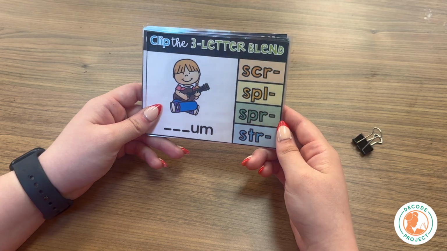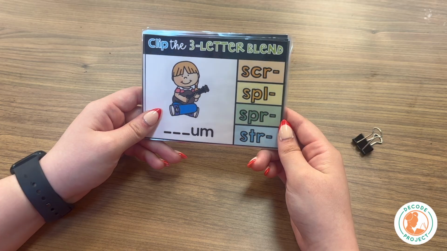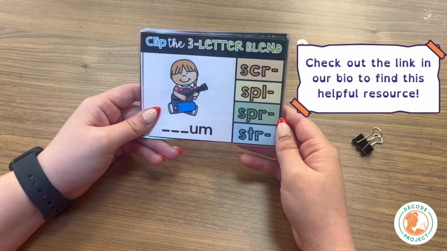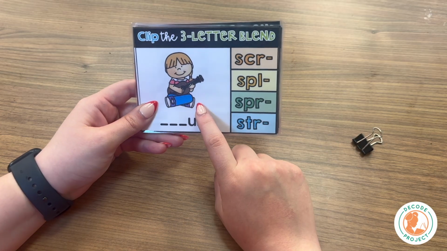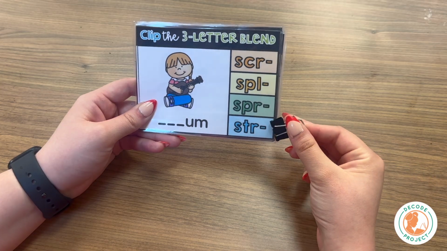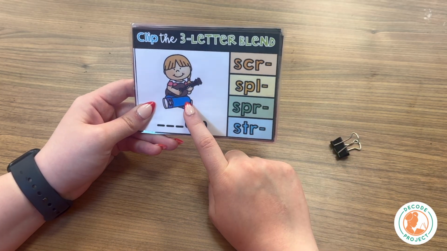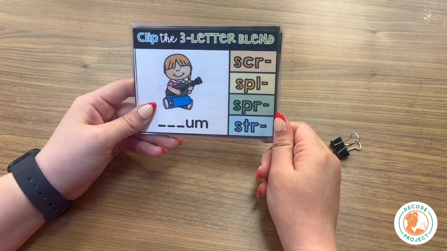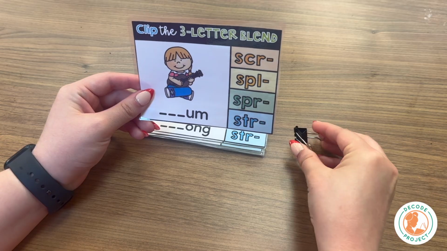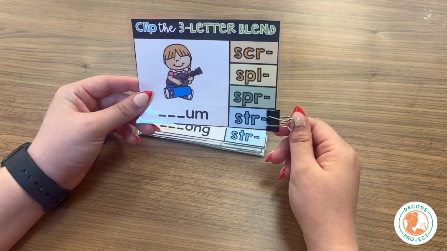This is another activity that you can do to practice three-letter blends at home with your decoder. We found this resource, Clip the Three-Letter Blend, on Teachers Pay Teachers. So what you're gonna do is your decoder is gonna look at the picture, decide what the word is, and then clip the three-letter blend that would complete the word. So for example, she is strumming the guitar. So our word would be strum. So we can go ahead and clip our STR, that is gonna complete the word to make it say strum.